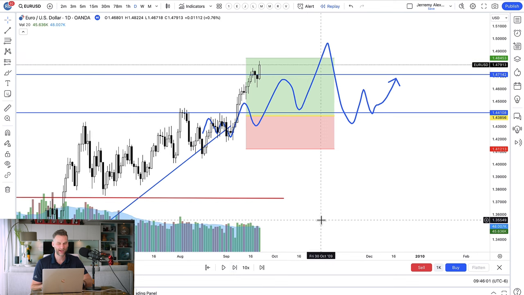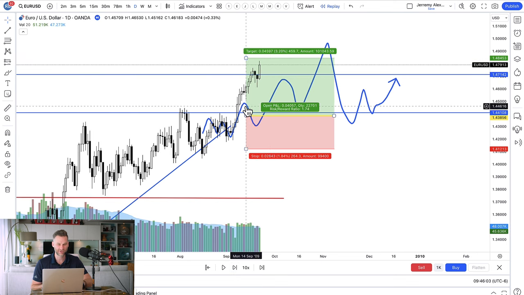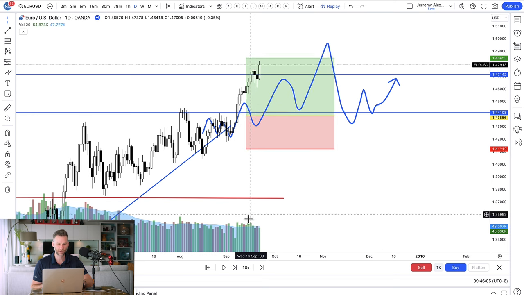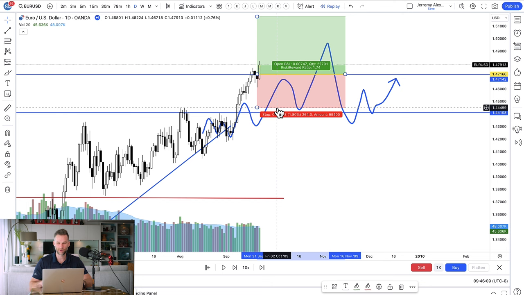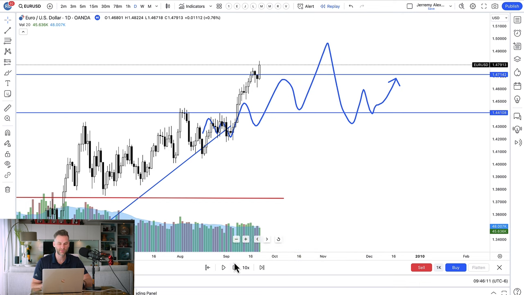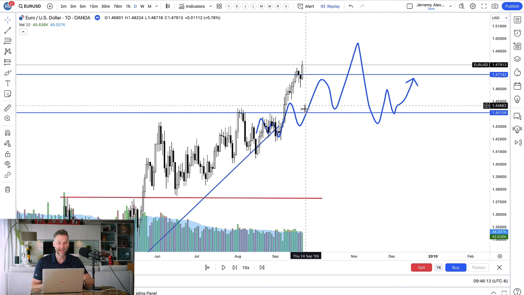Okay, so here's the pullback. Right, so this is this retracement here. Right there, beautiful bear candles. So, again, you're playing this hammer on smaller time frames. You're zooming in on smaller time frames, but you know the overall trend. Next, again, remember, this was a freehand drawing.